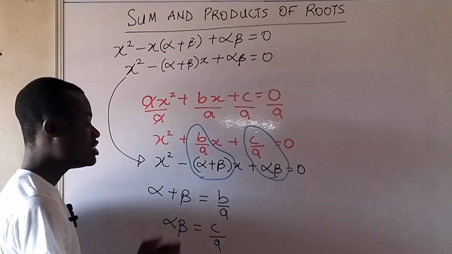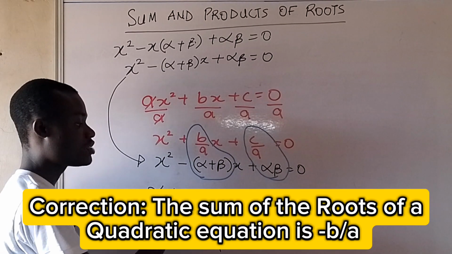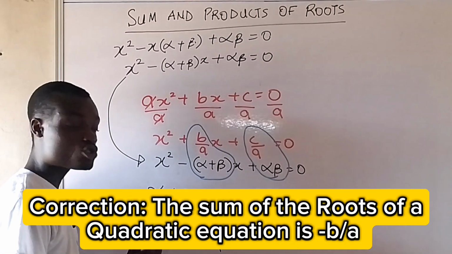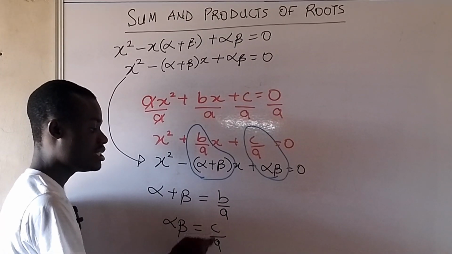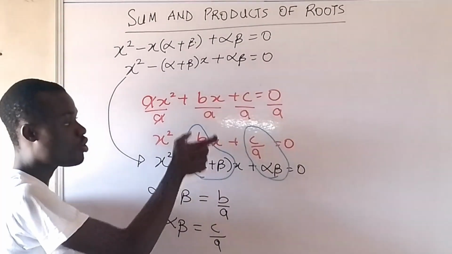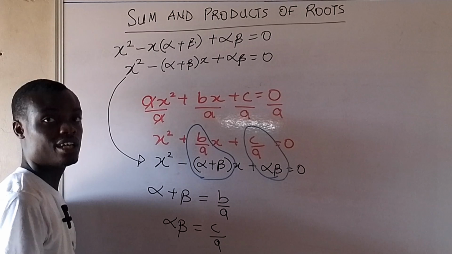So therefore, for the roots of a quadratic equation, alpha plus beta is equal to minus b over a, and the product of the roots, alpha times beta, is equal to c over a. So we can simply compare it from this particular equation.